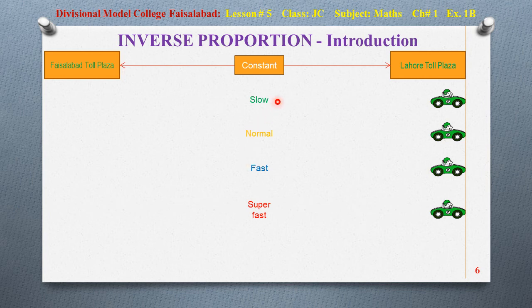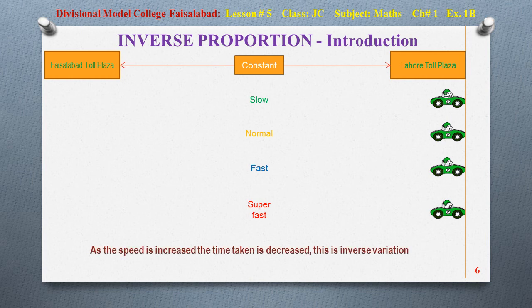Now look, this is speed and time taken by the car. There are two quantities which are so related, speed and time. If you increase the speed, the time taken by the car to reach the destination is decreased. So this relation between two quantities is called inverse proportion. As the speed is increased, the time taken is decreased. This is inverse variation or inverse proportion. So in the next lesson we will discuss this topic in detail, and I will explain this example by taking numbers.